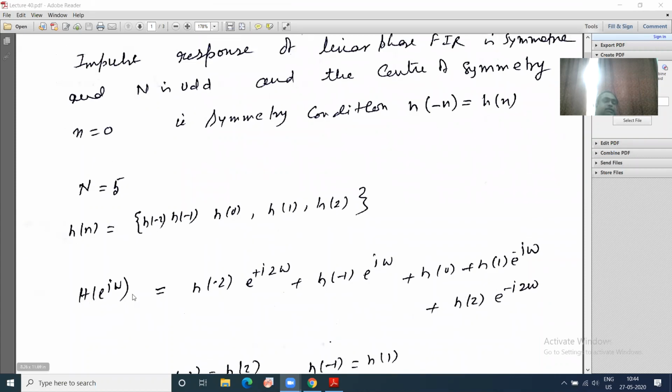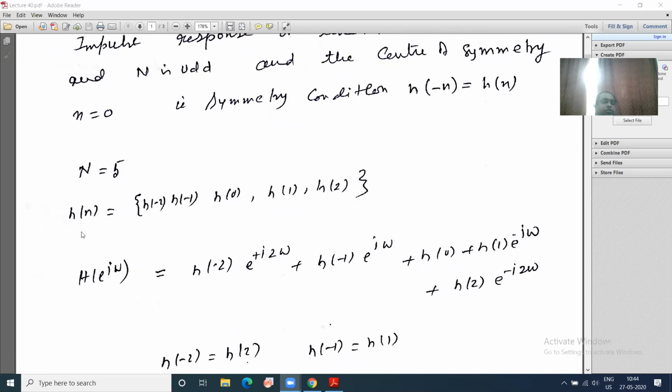Now, if I take the DTFT, this is called the discrete time Fourier transformation. You are taking the discrete time Fourier transformation because we are getting the transfer function of the filter, right? The DTFT of h(n) is your H(e^jω), and the DTFT of the impulse response is the transfer function of the filter.